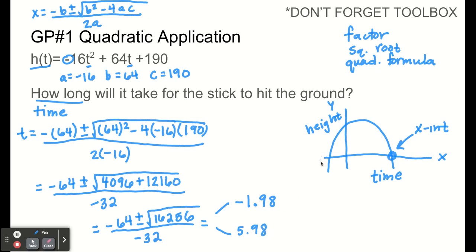5.98. Now remember, we have two x-intercepts here, but this is 0, which means that this represents negative time, which is not possible. So when we solve and we get our two x-intercepts and we get that negative value, we're going to throw that negative value out. You're still going to show that in your work, but we're going to throw that negative value out and go with the positive time value. So the stick is going to hit the ground after 5.98 seconds.